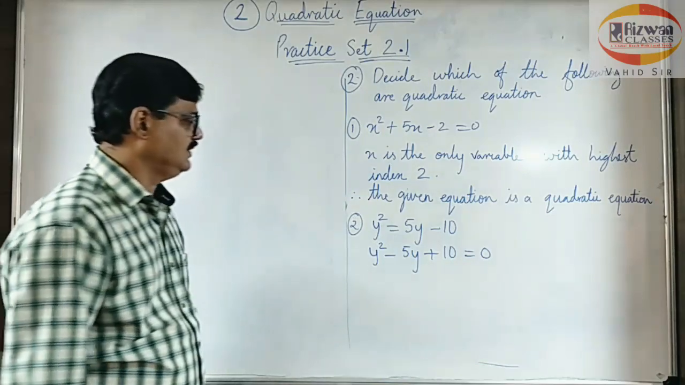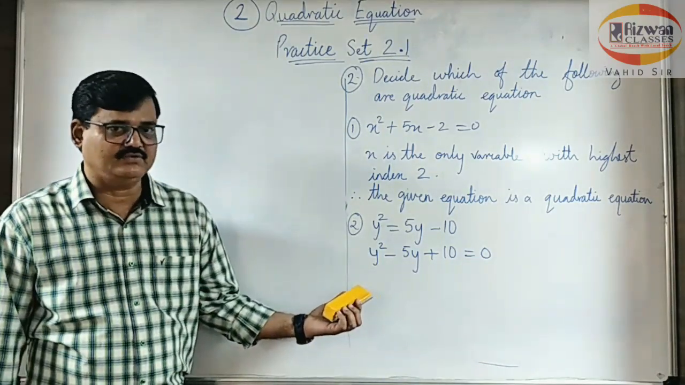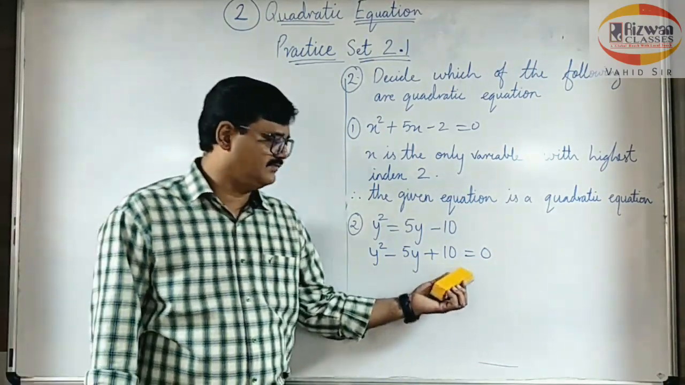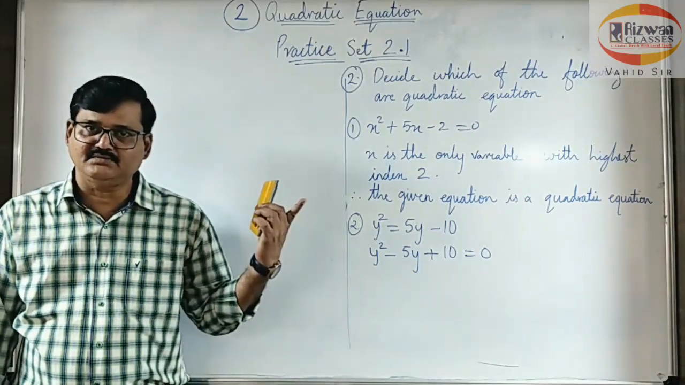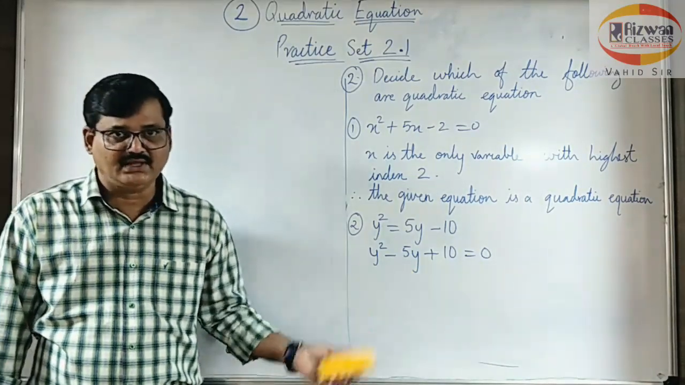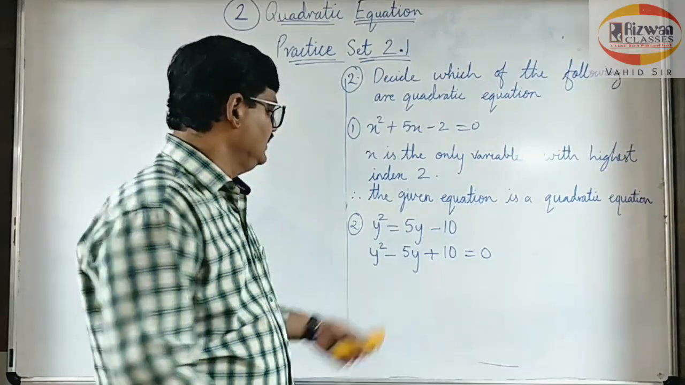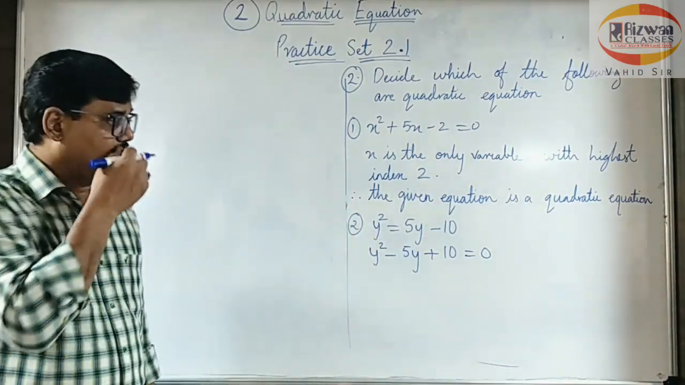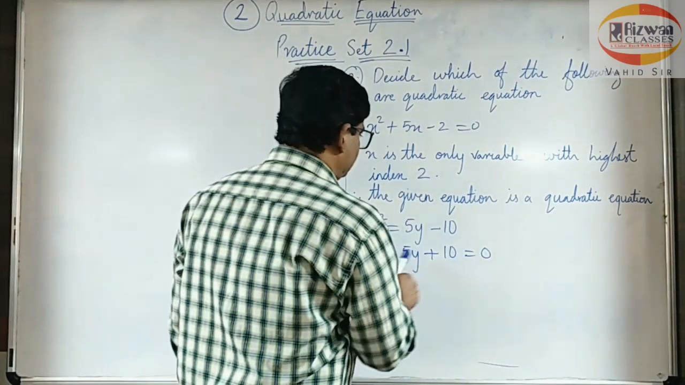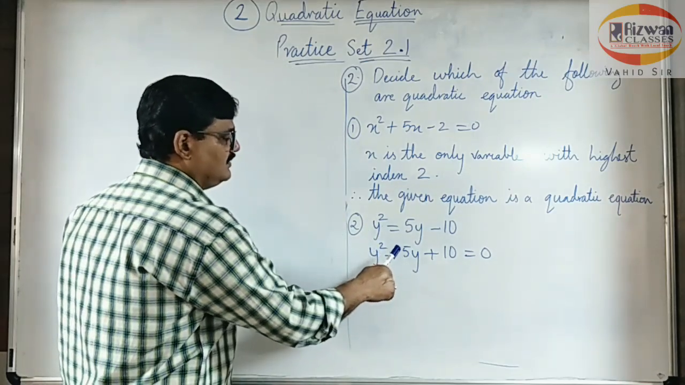Now can you see this? I got it in the standard form. Now if you check, which is the variable? There is one variable, y. And the maximum index, can you see that the highest index is 2? Y square has 2.